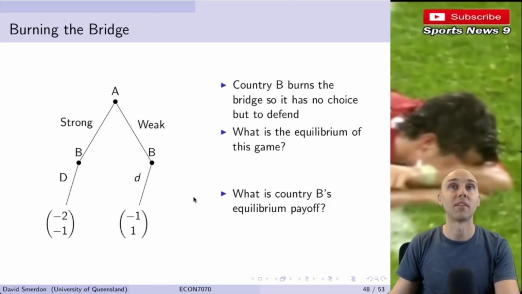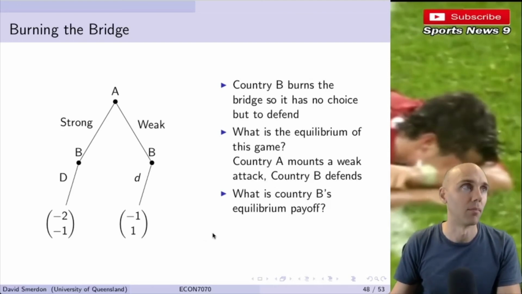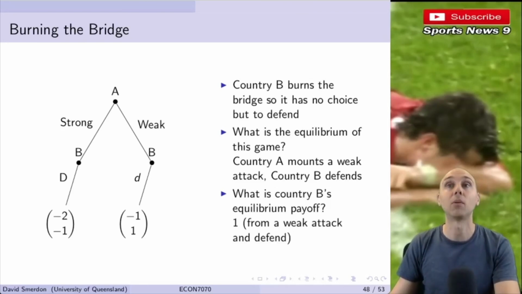Well, this game is very easy to solve. Country A can only mount a weak attack, and country B will successfully defend it in this case. Probably country A will not mount much of an attack at all. And the equilibrium payoff now for country B is 1, much more than it was before. And this lesson has actually been seen in many different contexts.